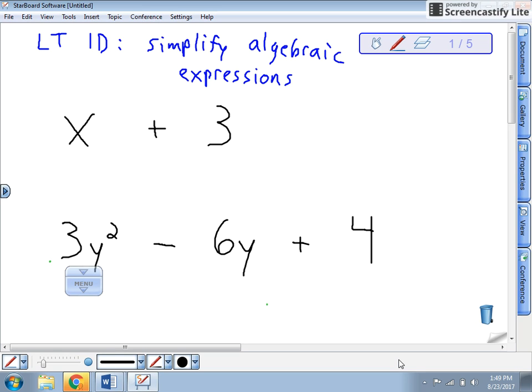Okay, in this lesson, we're going to be learning about simplified algebraic expressions. We got some terminology we got to learn real quick, and then we'll get to the examples. On the board here, I have two examples. The first one, x plus 3, then I got 3y squared minus 6y plus 4.